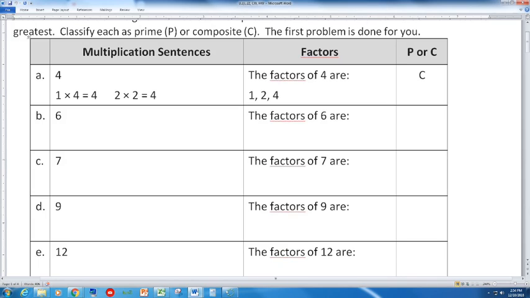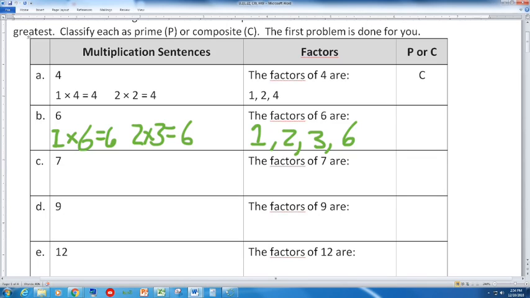So 2 is the only one because it's only divisible by 2, which is itself, and 1. So 2 is the only even prime number. Okay, so let's take a look. We got 6 here. We can always start off with 1 times the number, so 1 times 6 equals 6. Then we're just going to go down the line. 2 times 3 equals 6, and that's it. So our factors are 1, 2, 3, and 6. So this is a composite.